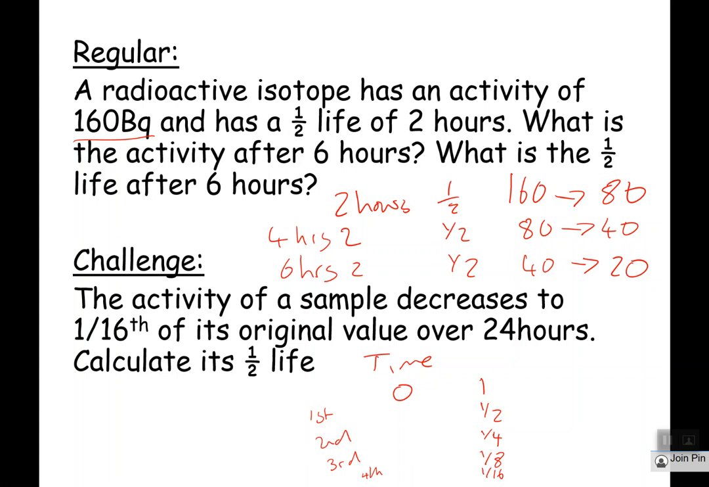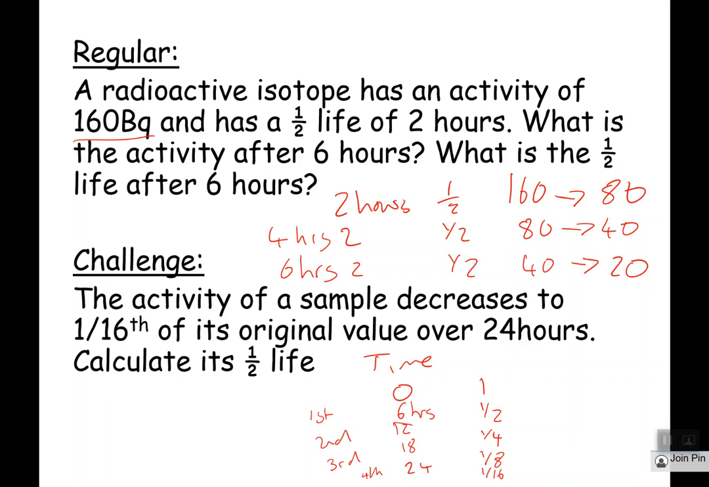So this substance has halved in number of undecayed nuclei 4 times. So it's taken 24 hours to do that. So if we do 24 divided by 4, 6. If we have 6 hours for the first one, and therefore 12 for the second one, 18, 24, the half-life is 6 hours, because after every 6 hours here, the activity is halving to get to 1 over 16.